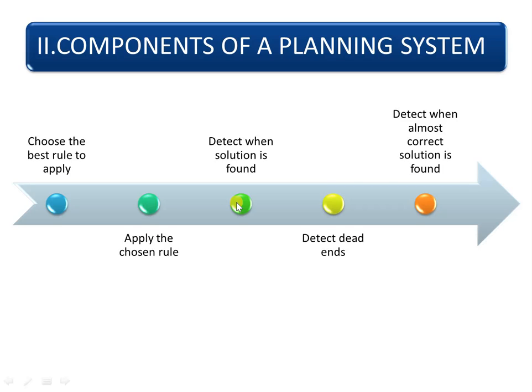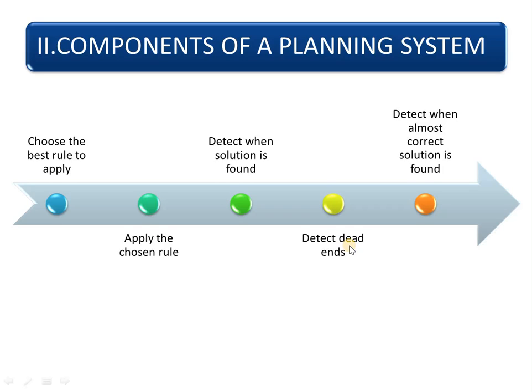So predicate logic is a good choice. And the next component is detecting dead ends. Dead ends means the situation when a path will take you into a deadlock and you will never reach the solution. It is very important to realize the path which is never leading to a good solution, because it is obviously a waste of time.